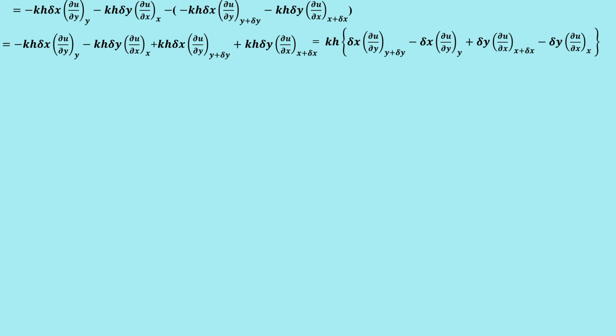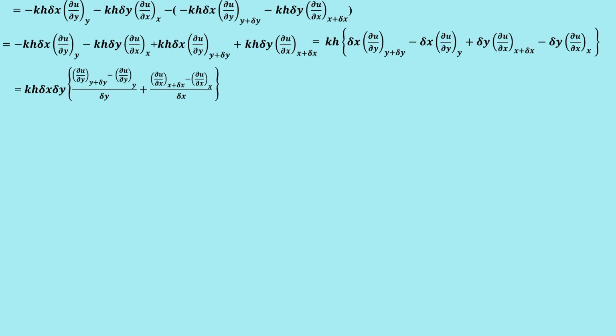So k h is common, take it outside. So writing the plus terms first, del x dou u by dou y at y plus del y minus del x dou u by dou y at y, we are grouping the del x and del y terms, right? Minus del x dou u by dou y at y, plus del y dou u by dou x at x plus delta x minus del y dou u by dou x at x.